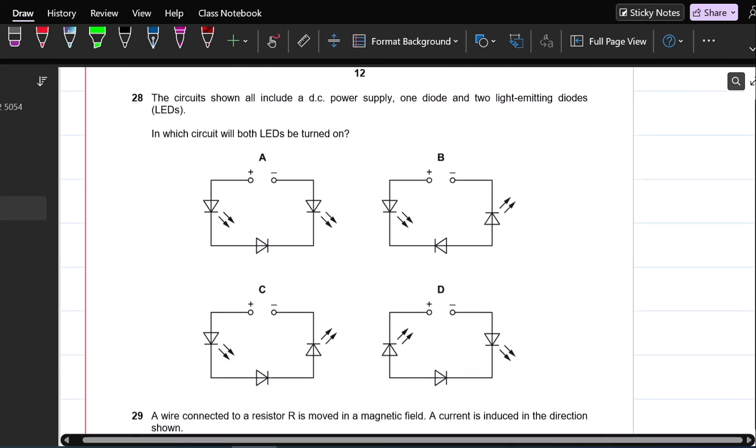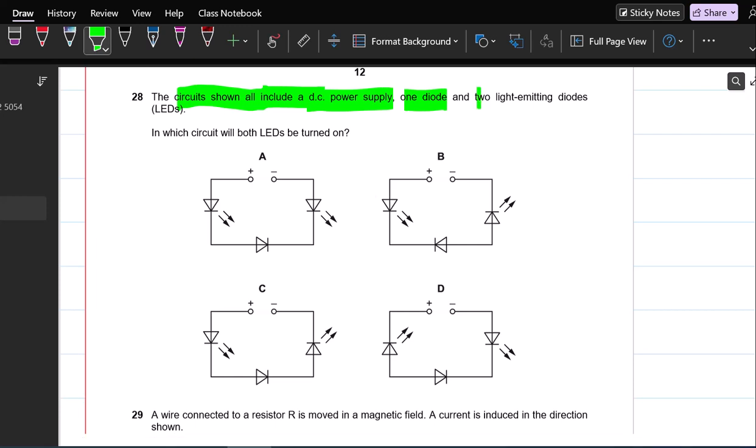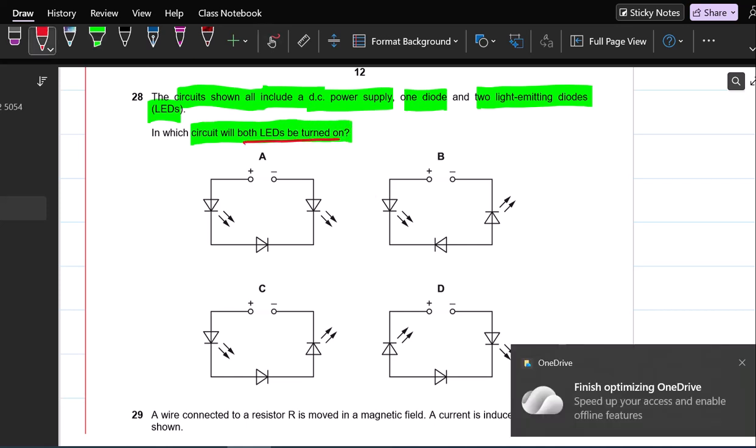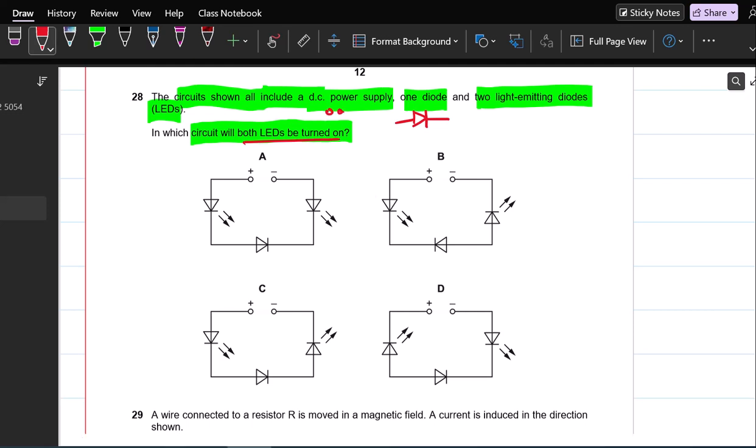Moving to question 28, the circuits shown all include a DC power supply, one diode, two light emitting LEDs. In which circuit will both LEDs be turned on? So symbol of diode is this. You must remember the symbol of diode. DC power supply looks like this. Then two light emitting diodes. Light emitting diode symbol is this one.